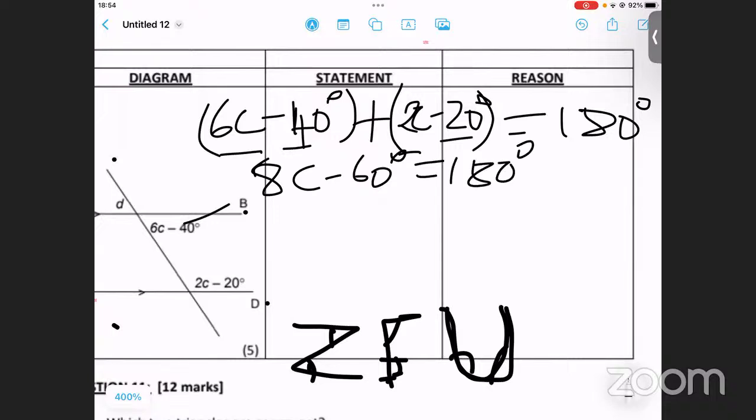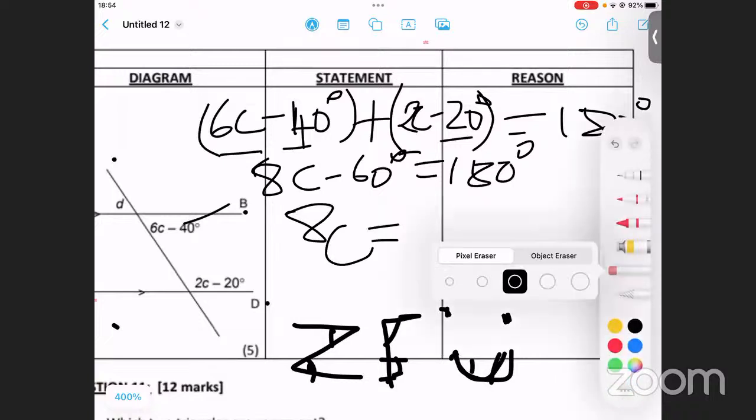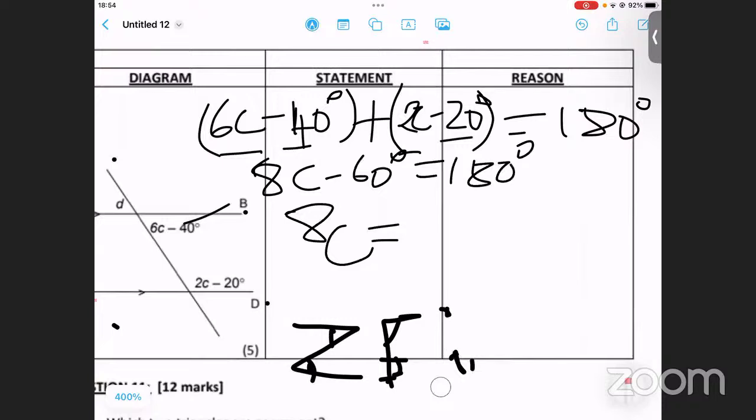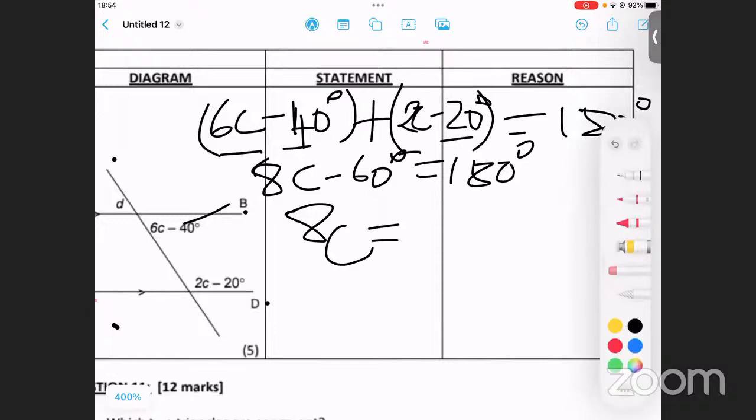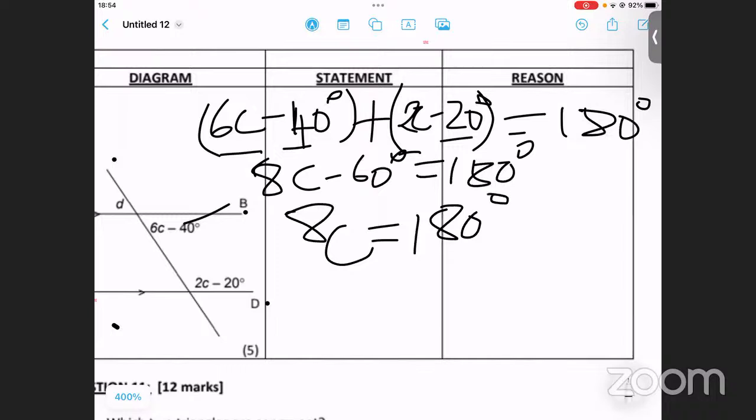Now we're going to move the 60 degrees to the other side, and we are left with 8C equals 180 minus that. What is 180 minus 60? Is it 120? No, not minus, because when you move it to the other side, it's plus. Sorry, guys. So it's 180 plus.